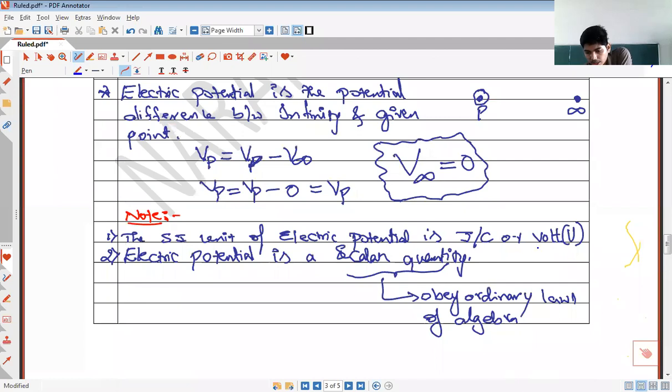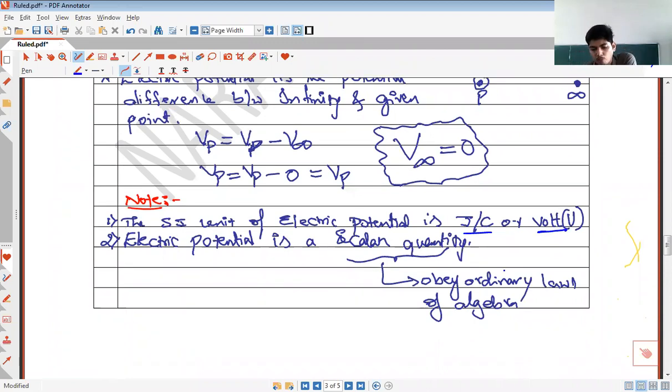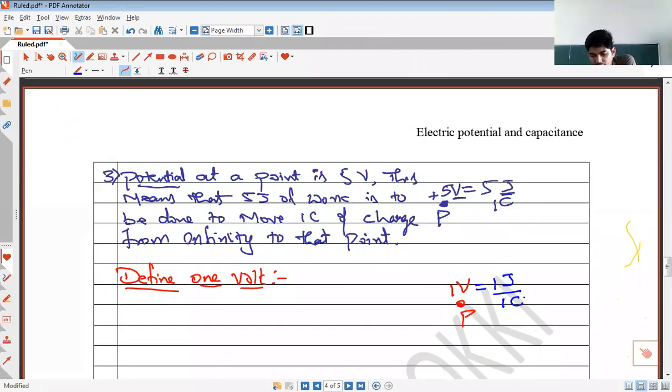Volt can also be written as joule per coulomb. So replace volt with joule per coulomb, and defining becomes easy. Potential at a point in the electric field is said to be 1 volt if 1 joule of work is done in moving 1 coulomb of charge from infinity to that point.